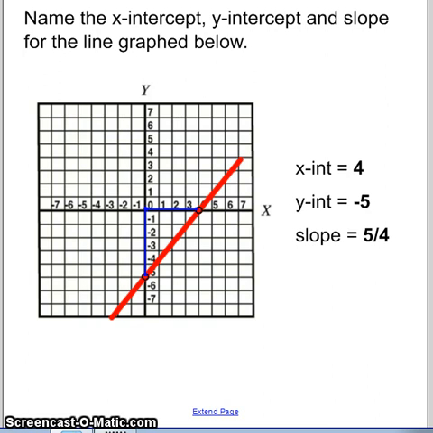And I went ahead and figured out the slope again. As we read from left to right, we go up 5 over 4. So this is the two intercepts and the slope for the line that we're looking at on the graph.